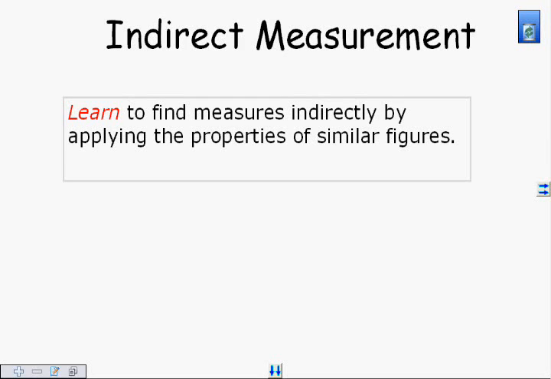Indirect measurement. You're going to learn to find measures indirectly by applying the properties of similar figures. Basically, this means you're not going to be measuring a missing side with a ruler or a formula chart. You're going to use similar figures and proportions to find that missing measurement.